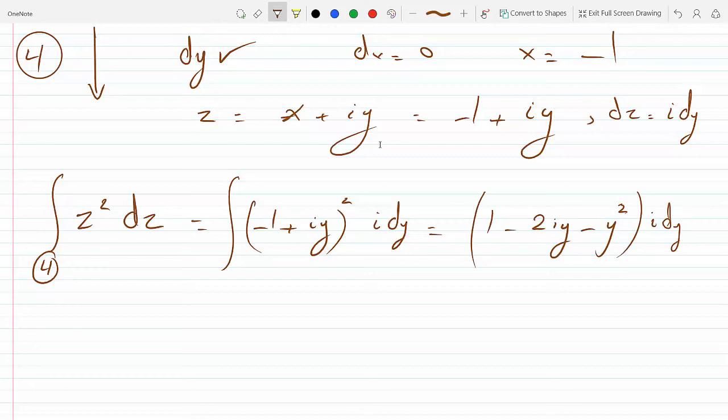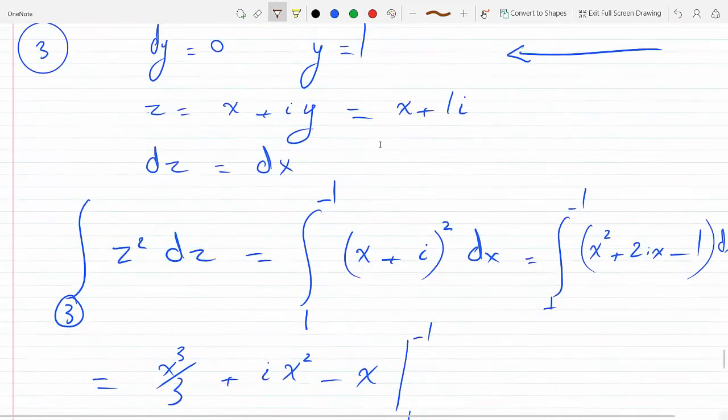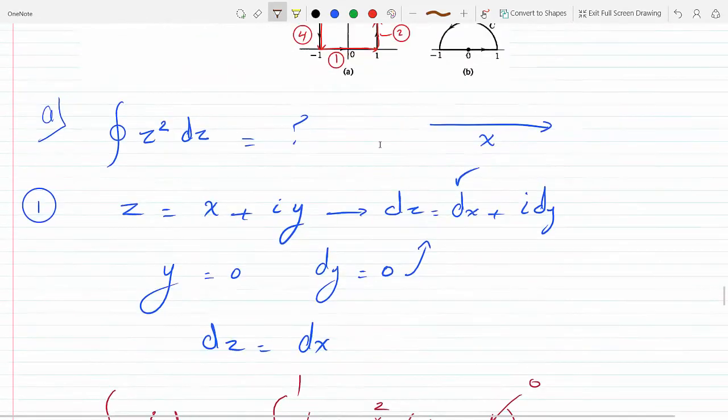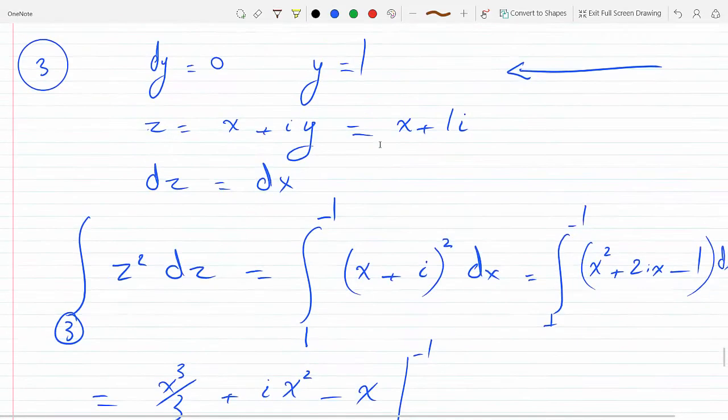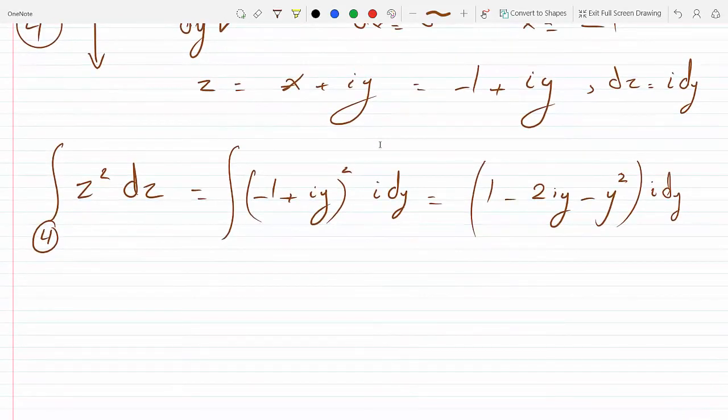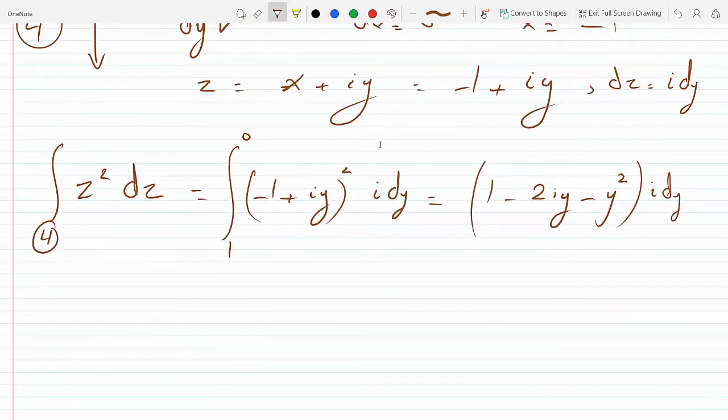Okay, so now, by the way, the bounds: where are we? We are on path number 4. Let's go to the figure. Where are we on the y? We're going from 1 in the y, because that's the imaginary part of minus 1 plus i, down to 0. So 1 to 0.